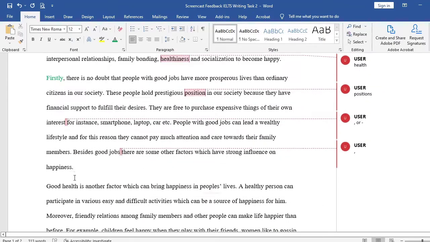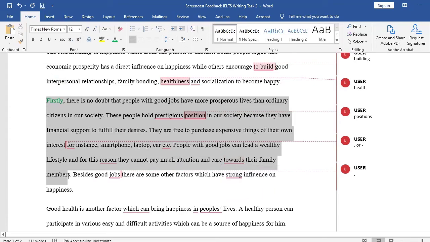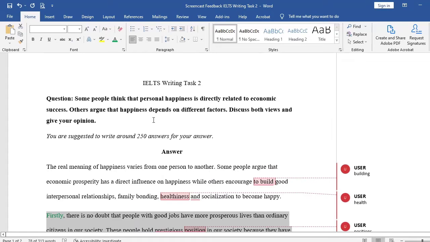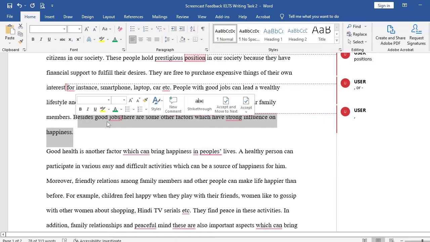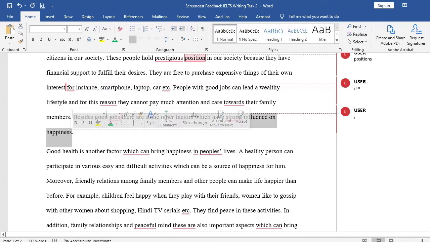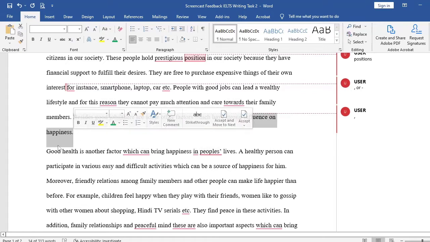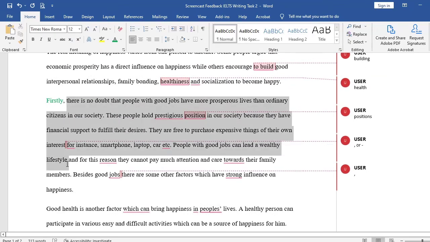So before I go to the last paragraph, the third and last paragraph, I would like to point out one thing. So here up to this point, she has talked about the positive aspects of the view that money is directly related to happiness, right? And then here, besides good jobs, there are some other factors which have strong influence on happiness. So what are these factors? She hasn't actually talked about them. Shouldn't this be the start of another paragraph instead of being the concluding sentence of this paragraph?